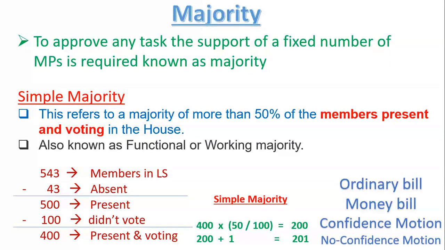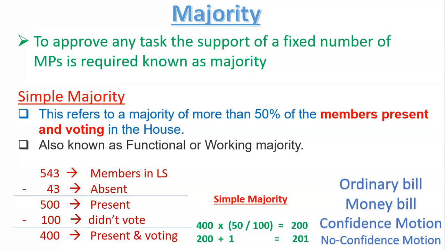So now 500 people were present. Out of that, 100 people did not vote. So only 400 people cast their vote. So these 400 people will be called present and voting. Present and voting means these people were present and they voted. So these 400 will be called present and voting.